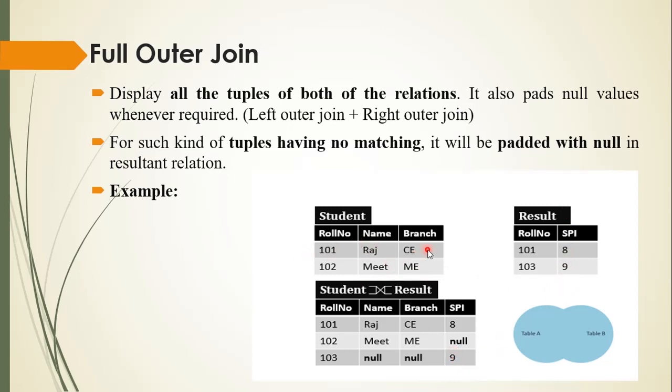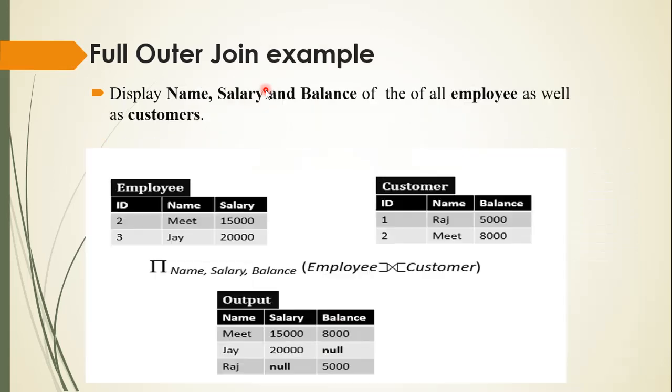Now it is full outer join, so we have to consider the right table also. In the right table we have completed 101. Now 103 is remaining, so 103, 9. So roll number is 103, SPI is 9. For roll number 103 we have no record in the student table, so name is null and branch is null. So this is the concept of full outer join.